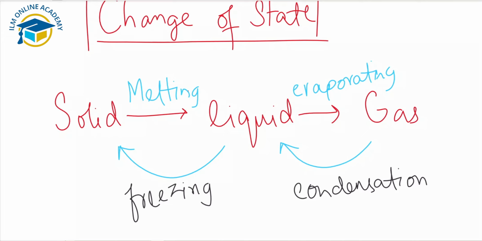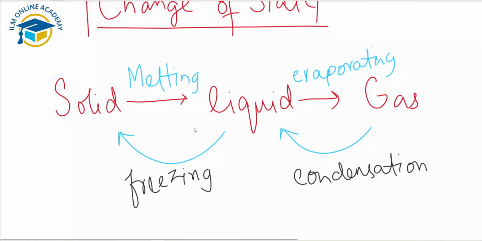Evaporation is also just like boiling, but there is one difference between evaporation and boiling: any substance boils at a specific temperature, whereas evaporation can happen at almost all temperatures. Next, freezing is the conversion of the state from the liquid towards the solid, and condensation is the change of state from the gas to the liquid.